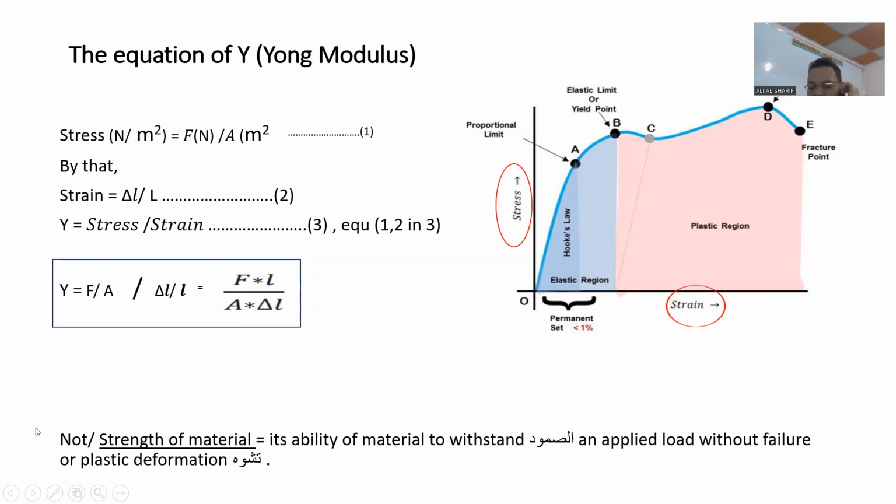Strength of material, a note: its ability. Not like the flexibility length of material. It's better to say its ability to retain the flexibility. Strength of material is its ability to withstand an applied load without failure or plastic deformation. That means without breaking or some change in its shape happening.